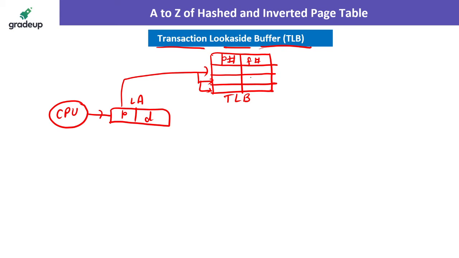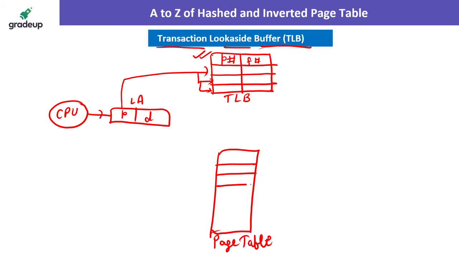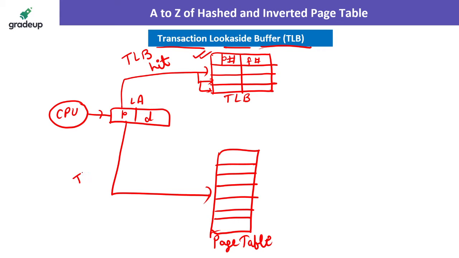Now suppose I'm searching my page in this TLB, but I have not found the page in TLB. So what will happen now? I will have to search my page table then. Then we have to access the page table, and 100% in the page table I will find the page number. So if I find it here, I call it TLB hit, and if I don't find the page in TLB, then I call it TLB miss.